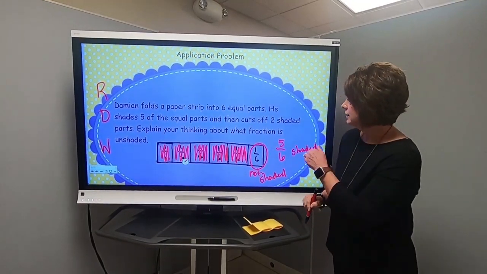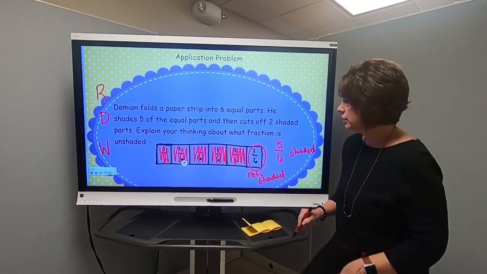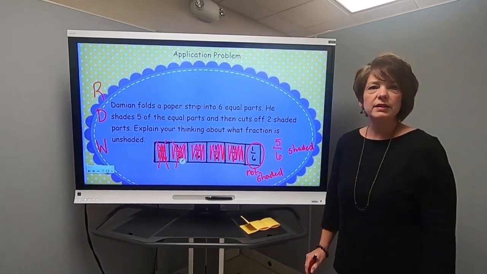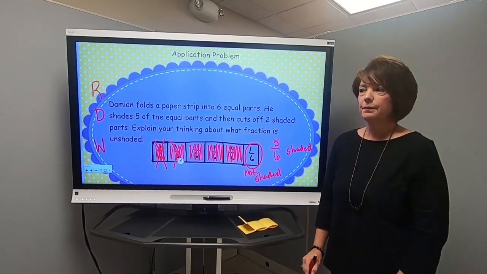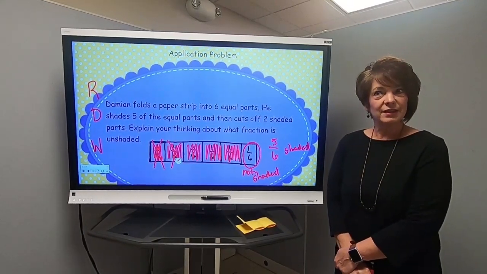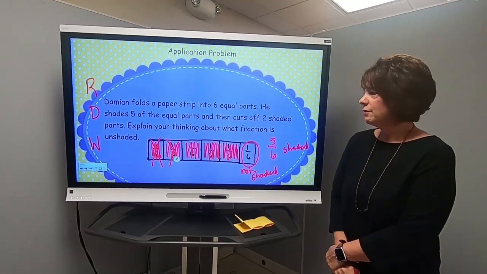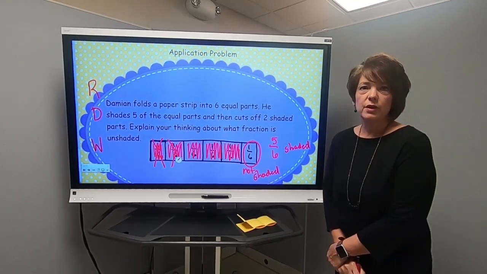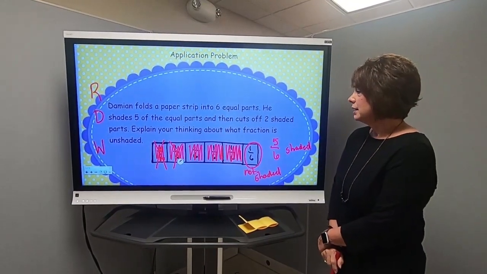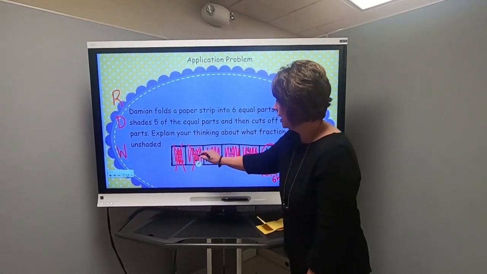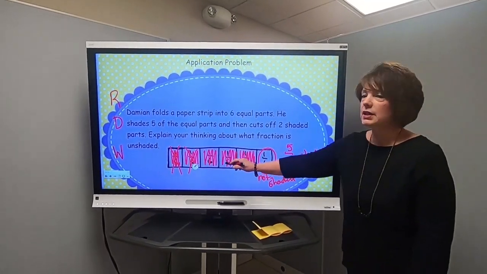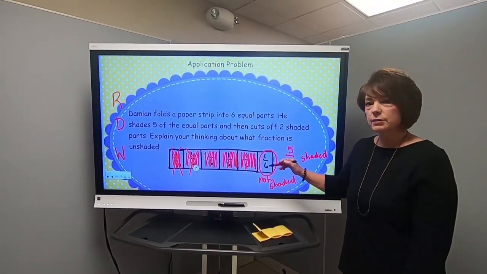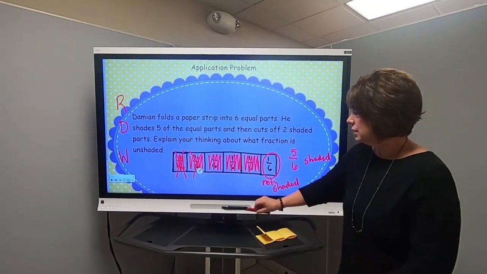Now, if we X out or we cut off 2 of the parts, who can tell me now how many 6ths I have shaded? Yes, you're right, 3/6. And we still just have 1/6 not shaded. Now, boys and girls, I know that a common mistake that we make is that once we cut off or X'd out these parts, some of you may have seen 4ths now. But remember, we started our whole with 6 parts. So our denominator did not change.